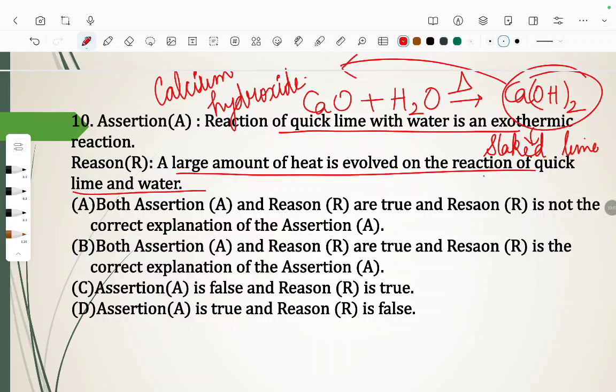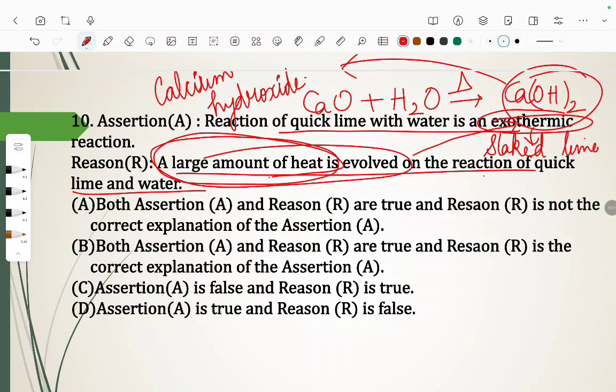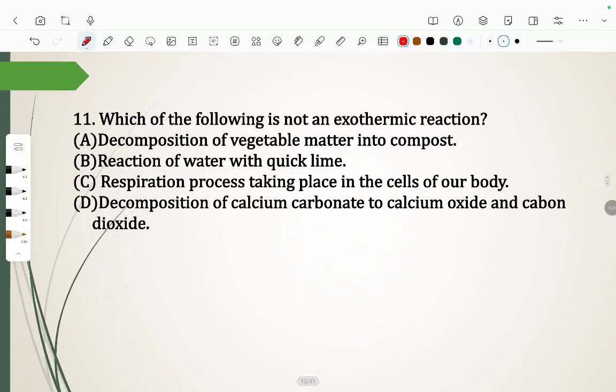Both statements are correct, and reason is the correct explanation of assertion. Large amount of heat is evolved. It indicates that it's an exothermic reaction. So reason is the correct explanation of assertion. So here, B option. The options are twisted here. 90% of the students are going to be wrong in this question due to the interchange of options. Be careful. Okay.